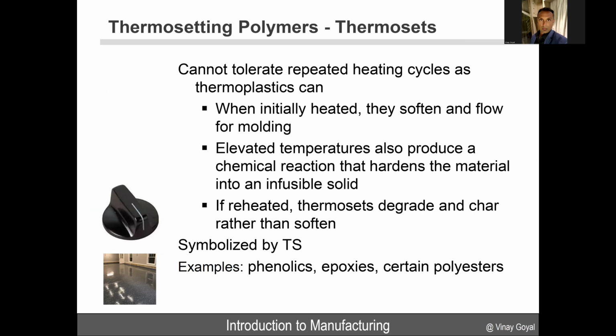When initially heated, thermosets will soften and flow for molding, and at elevated temperatures also produce a chemical reaction that hardens the material into an infusible solid. The issue there is that if you reheat thermosets, they will degrade and char, but will not soften back to the original state. These are symbolized as TS. Examples of thermosetting polymers include phenolics, epoxies, and certain polyesters.